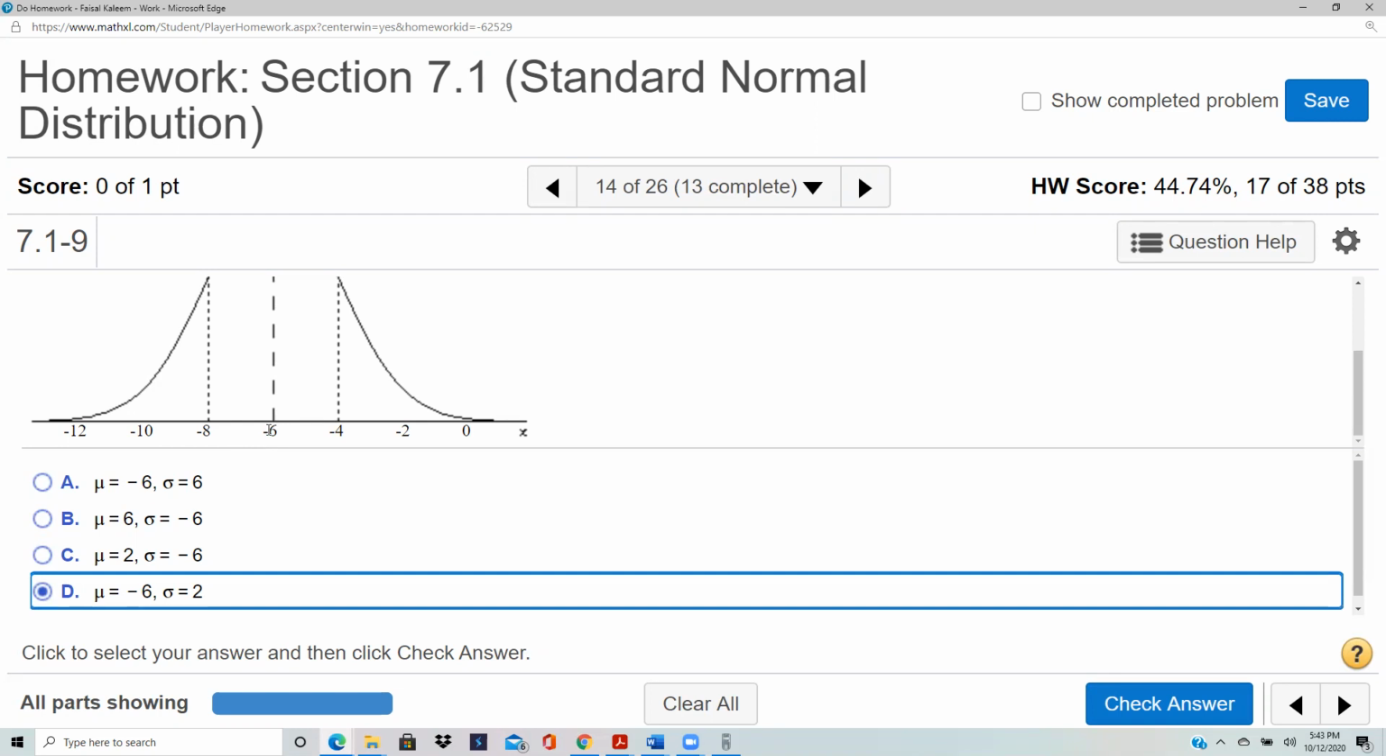Mean was in the middle. Remember, standard deviation is always positive or 0.